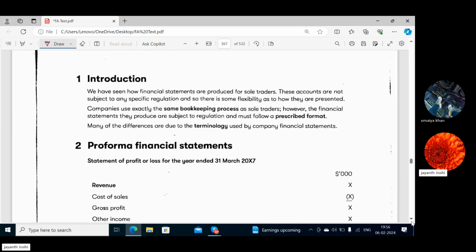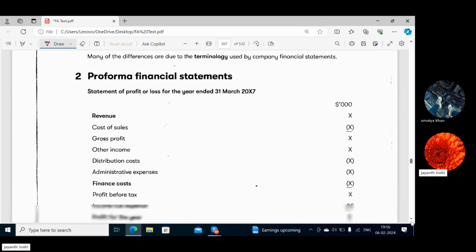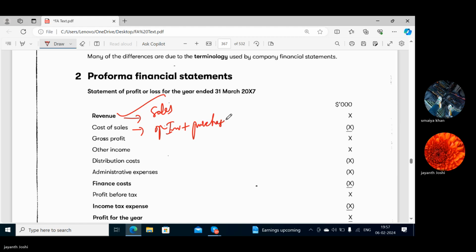Now we will be seeing the pro forma of a statement of profit or loss of a company form of organization. It starts with revenue, that is sales. Then cost of sales. So revenue is also called as sales. Then cost of sales is opening inventory or stock plus purchases minus closing inventory. Once you remove the cost of sales from revenue, you get gross profit.